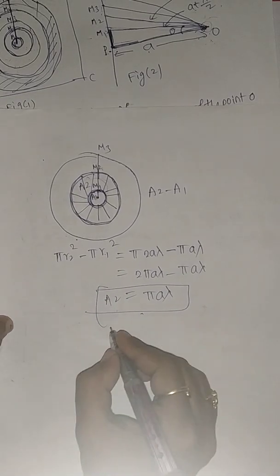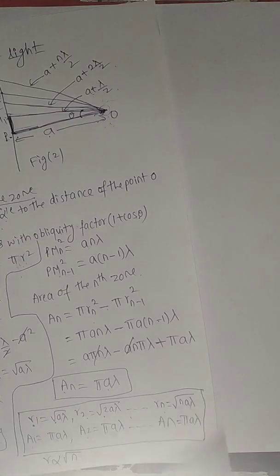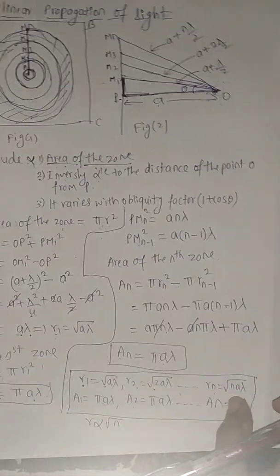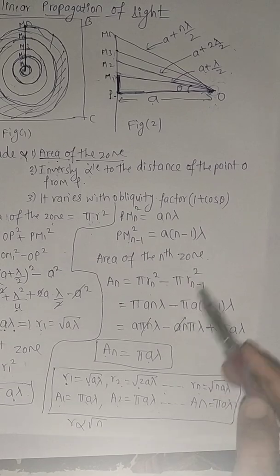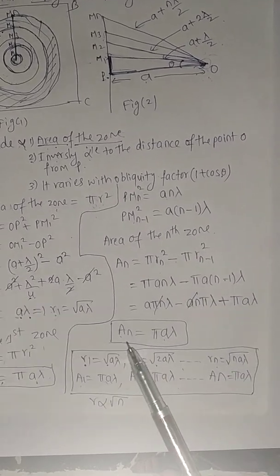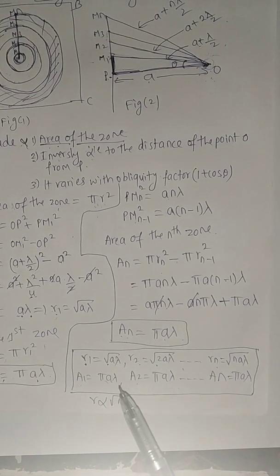Understanding? Like that if you calculate A3, you will get pi A lambda only. So in the same manner, I had calculated the area of the nth zone in the same manner. So what I got? An is equal to pi A lambda I got. Okay, so from this what we concluded: the radius is proportional to the square root of the natural number, but the area of all the zones will be what? Equal. It will be equal.